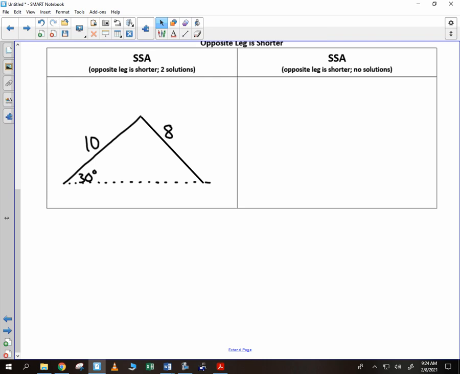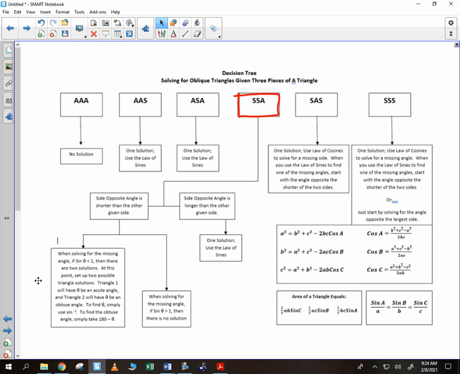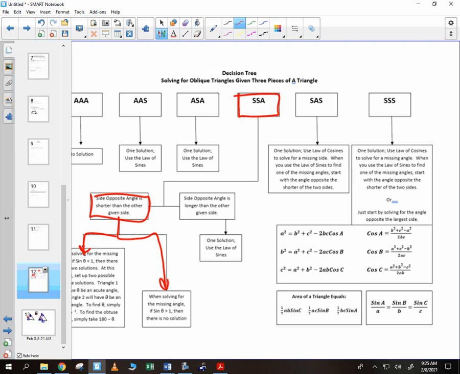Does everybody agree in this situation that this is side-side angle? Notice how the side opposite is longer or shorter than the other given side. Which one is it? Shorter than the other given side. Our decision tree tells us that when the side opposite the angle is shorter than the other given side, you either have no solution or you would have two solutions. That's what happens. So let's see what this produces.